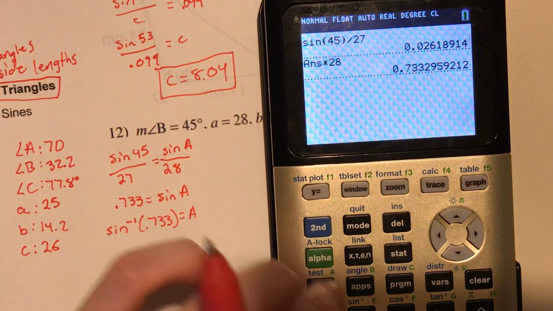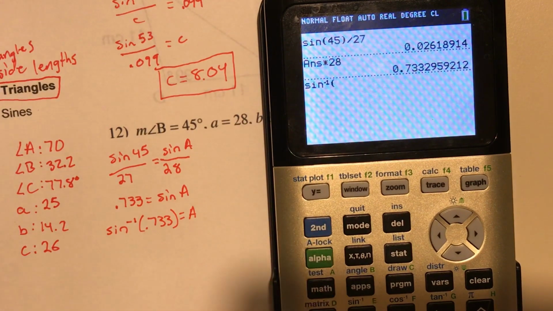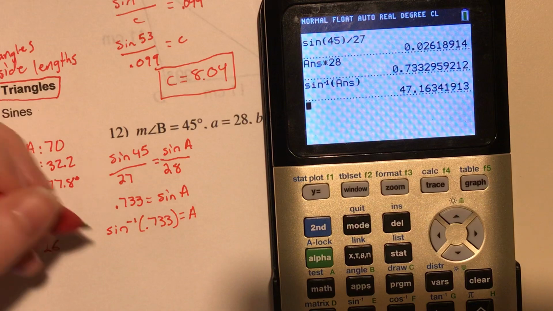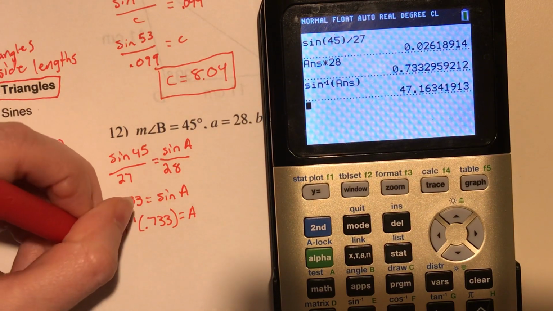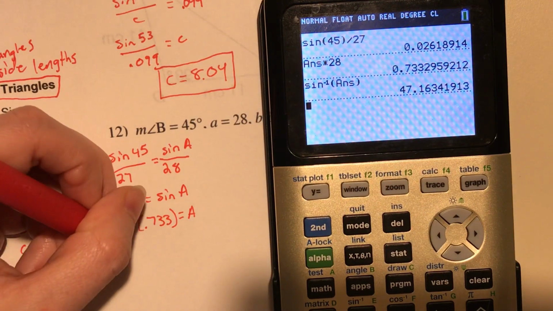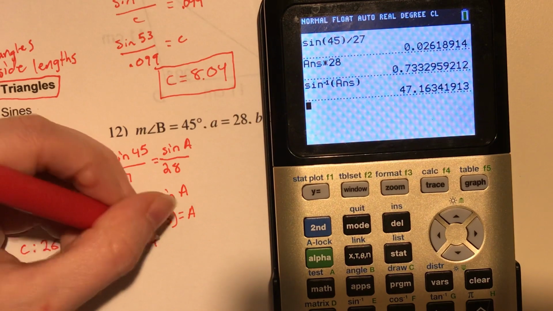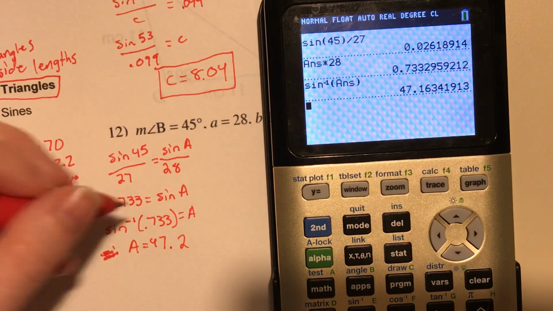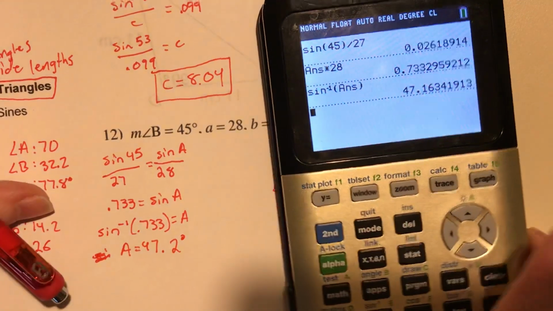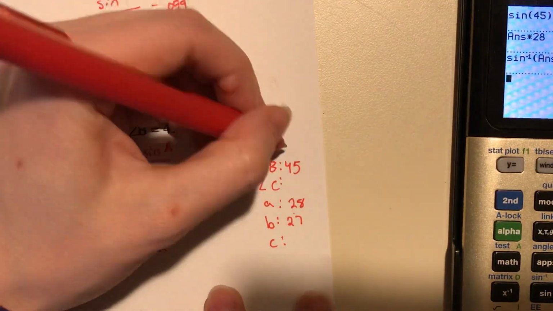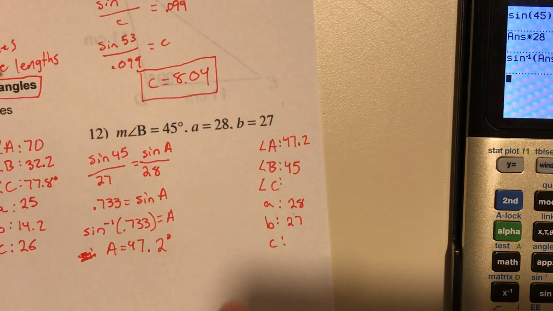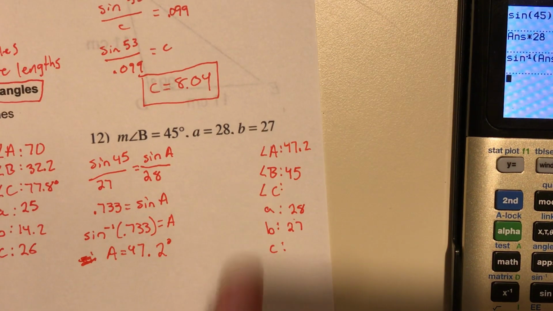So we'll go on the calculator. Inverse sine of the answer, keeping that whole decimal as much as possible, is 47.1. So A is equal to 47.2 if we're going to round up. So A is 47.2 degrees. We can put that over here, 47.2. And then we can use the same process to find the angle C as we did last time.